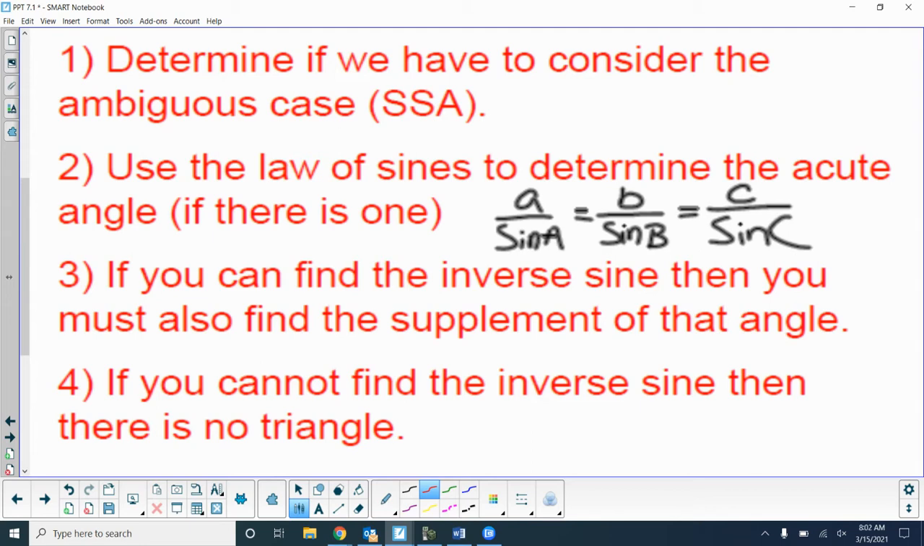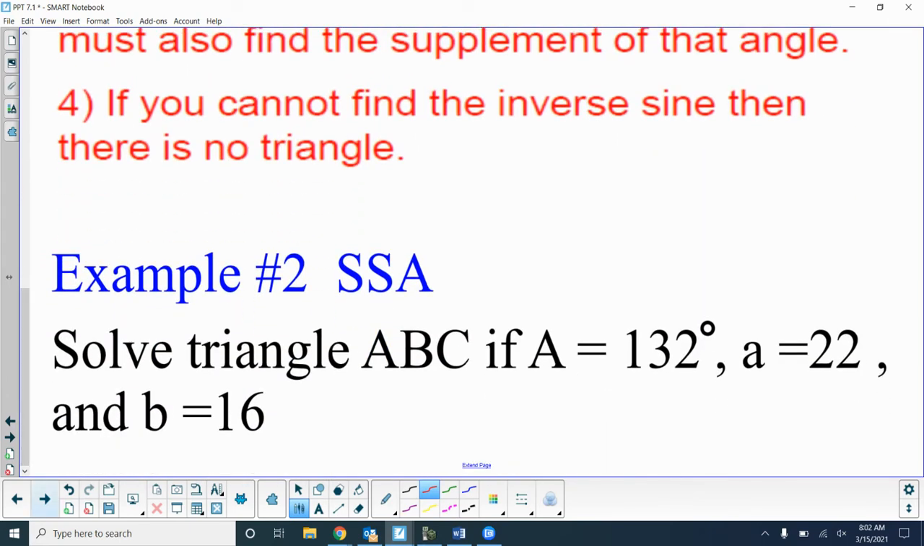Okay? Which means what? What's supplement mean? They add up to what? 180. So whatever we get, we're going to subtract from 180. Okay? And then we're going to add the original angle to it, because you're going to be given one of the angles. And if that answer is less than 180, there's a second triangle. If that answer, that supplement and the original angle, is more than 180, then you just have the one triangle. You're done. Okay? All right, so let's look at an example. I think I got one here. Yeah, here we go.